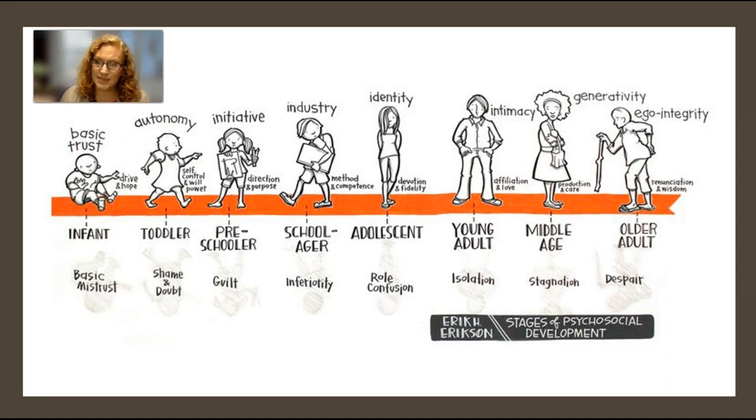The next one is identity versus role confusion. This is in the adolescence period. This is when you have to figure out who you are. And this is triggered by the newfound cognitive development that you're experiencing. You suddenly have the ability to think and reflect on who you are because you're entering formal operational thought. And you can think about who you are going to become and what you are going to do with yourself.